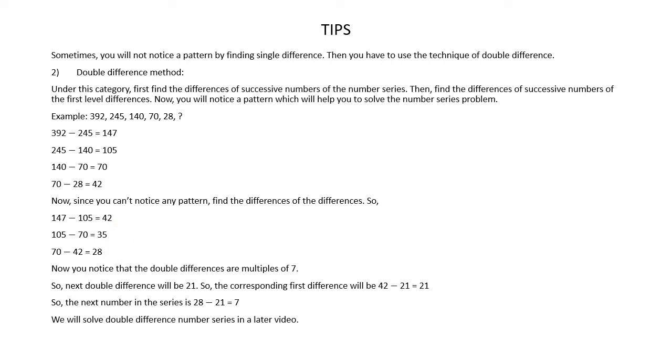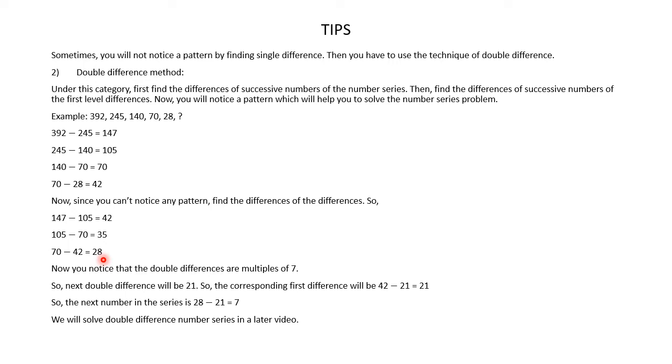These double difference numbers are multiples of 7. 7 multiplied by 6 is 42. 7 multiplied by 5 is 35. 7 multiplied by 4 is 28. So the next double difference will be 7 multiplied by 3 which is 21. So the corresponding first difference will be 42 minus 21 which is 21.